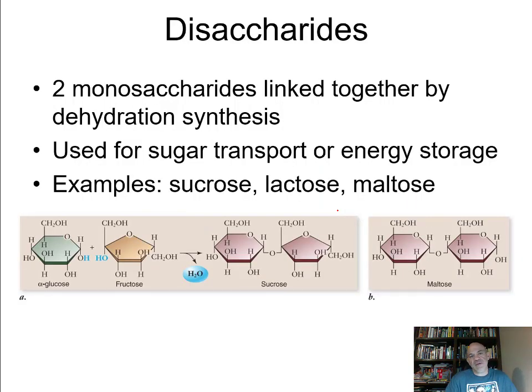Then we have disaccharides, and these are 2 sugar molecules. So in order to link the 2 simple monomer sugars, you would have to have a dehydration synthesis, which was mentioned earlier. And you can see that occurring here. So here you have alpha glucose, mentioned earlier, and fructose. And the 2 molecules are side by side. We can go and count the carbons if we want.